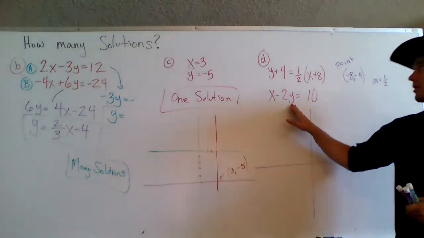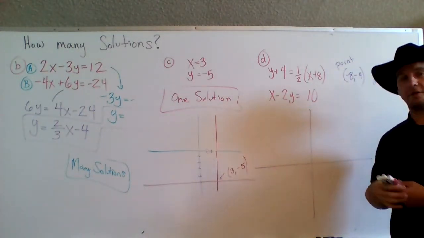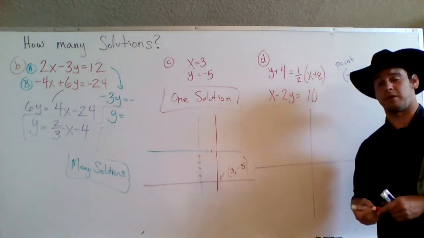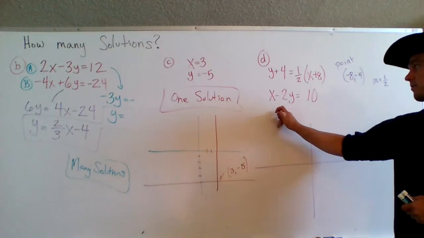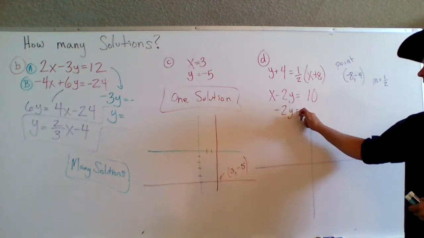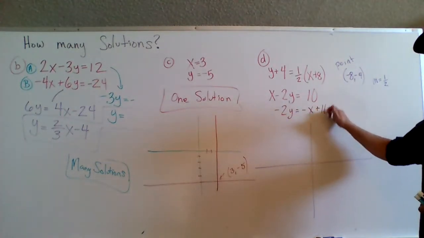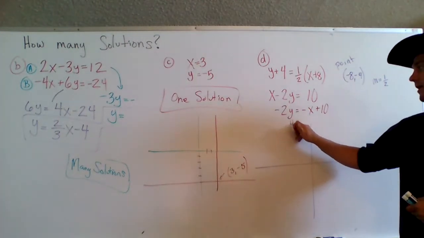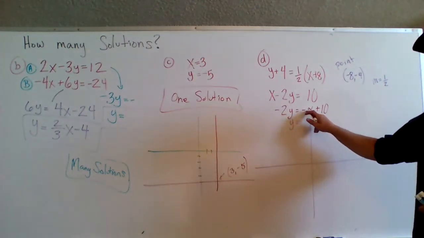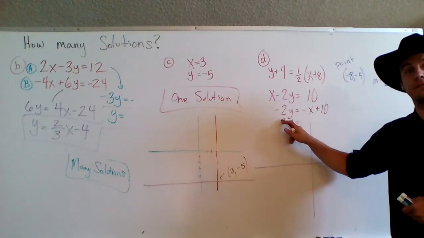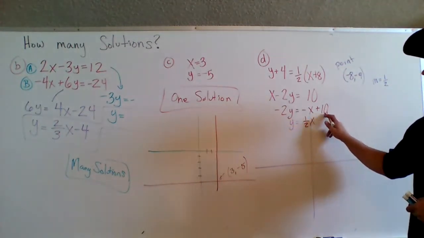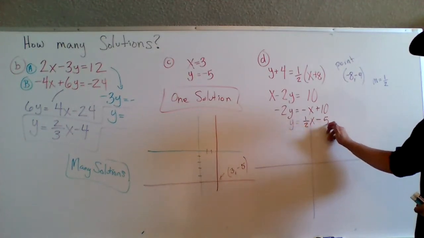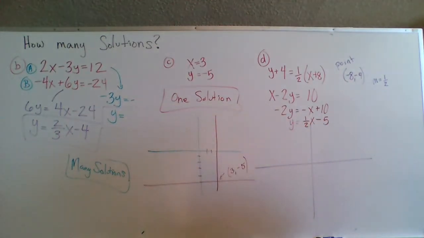Now down here, what I might want to do is solve for y to get it in y equals mx plus b form. When I do that, I'm going to subtract x, so negative 2y equals negative x plus 10. Divide by negative 2, I get y equals negative x divided by negative 2 is going to be a positive 1 over 2x. 10 divided by negative 2 is going to be negative 5. Alright, so this is one way to do it.